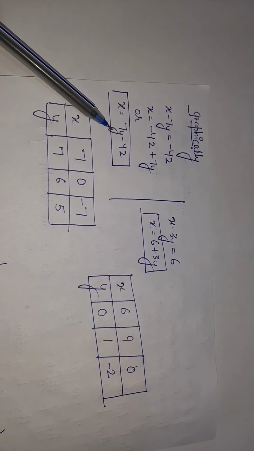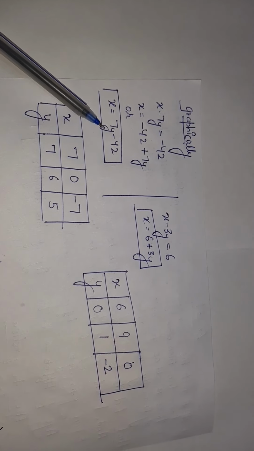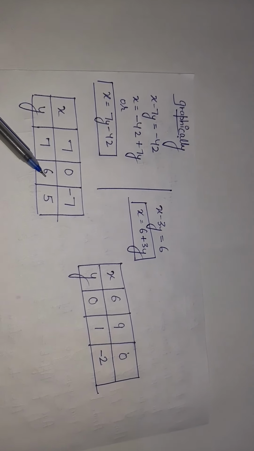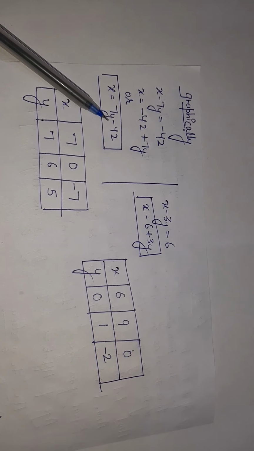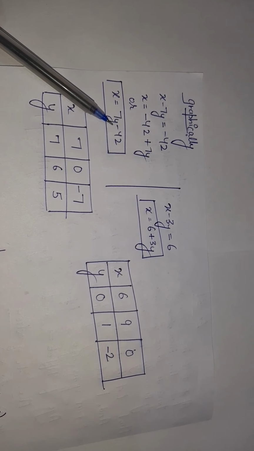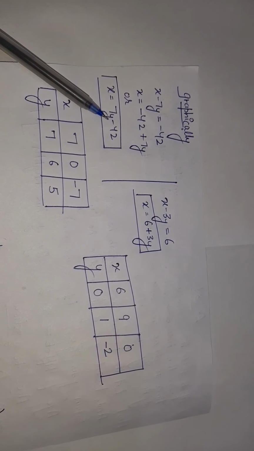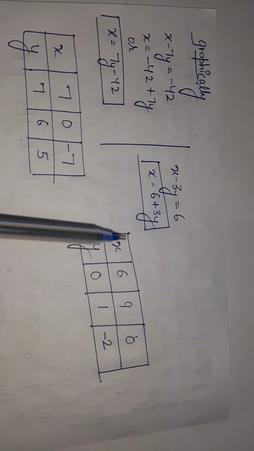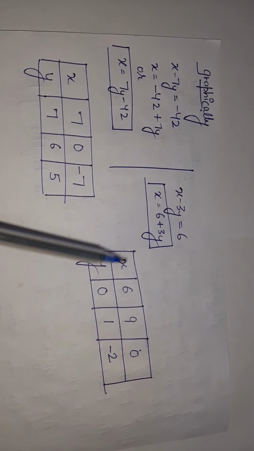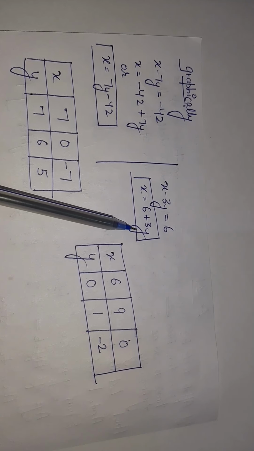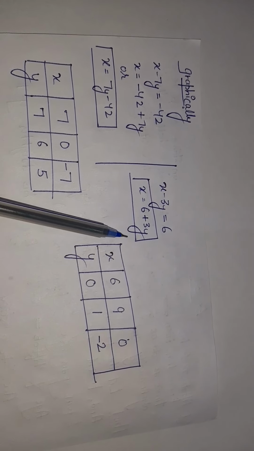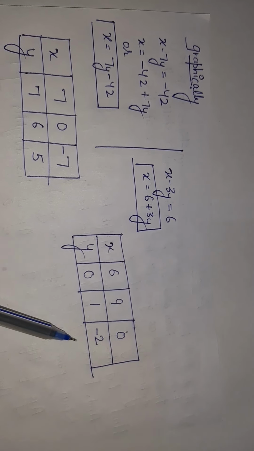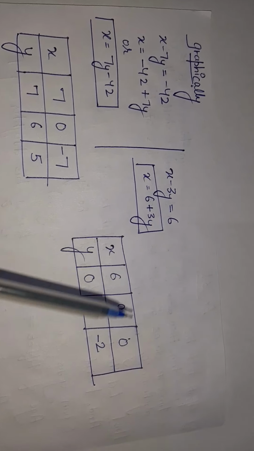If you put y is equal to 7 in 7y minus 42, 7 7s are 49. 49 minus 42, 7. Put y is 6. 7 6s are 42. 42 minus 42, 0. Put y is 5. 7 5s are 35. What is left? Minus 7. Same way there. Put y is equal to 0. 3 zeros are 0. Remaining will be 6. Put y is equal to 1. 3 plus 6 comes out to be 9. Put y is equal to minus 2. 3 into minus 2, minus 6. Plus minus, minus. 6 minus 6, 0.